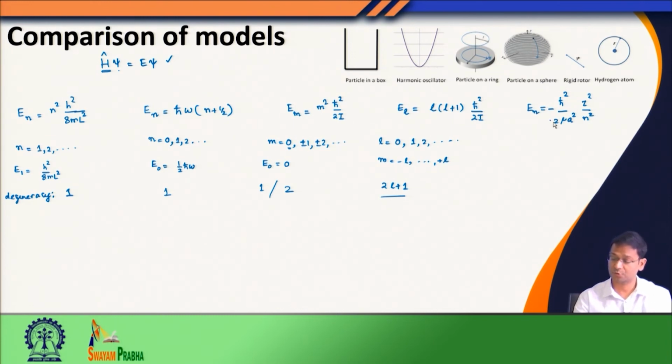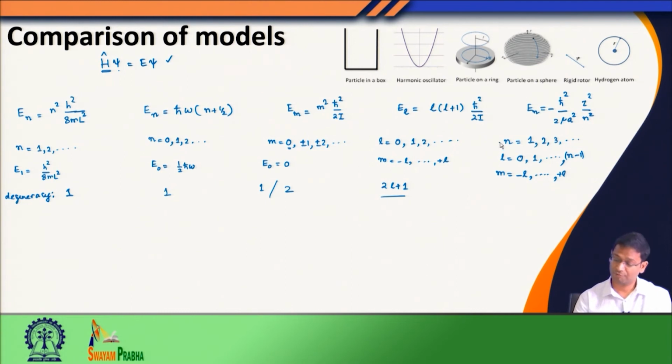So, you have this constant whose value turns out to be 13.6 electron volt, multiplied by Z square. Z is the nuclear charge, which is 1 in case of hydrogen, and divided by n square, where n is the quantum number. So, here n equals 0 is not allowed, n equals 1, 2, 3 are allowed. Now, when we define this n, we also know that corresponding to an n value, we have L values which go from 0, 1 until n minus 1.